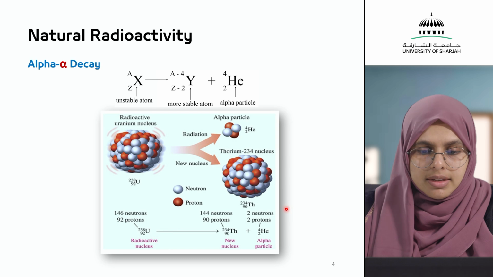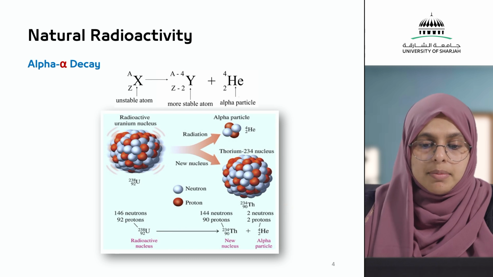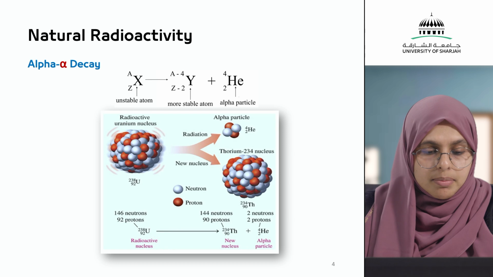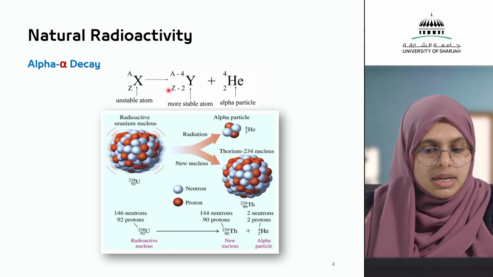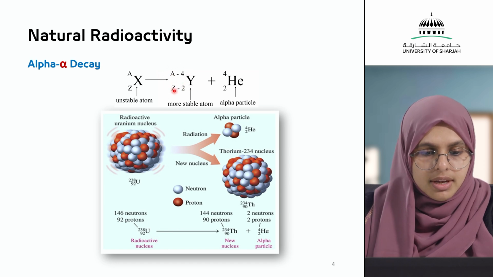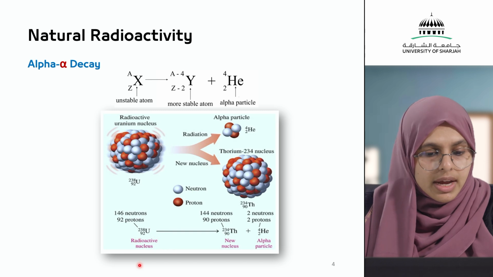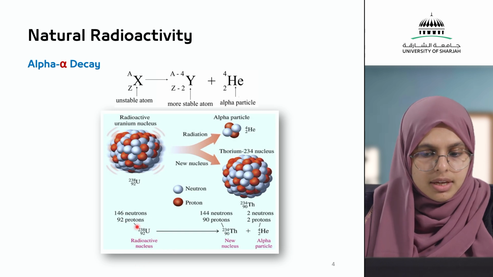In an alpha decay, when a radioactive element emits an alpha particle, the mass number of the stable element is decreased by 4 units and the atomic number is decreased by 2 units. In this example, radioactive uranium-238 is disintegrated into a stable thorium-234 nucleus and an alpha particle. 2 protons and 2 neutrons are emitted as an alpha particle in this decay.